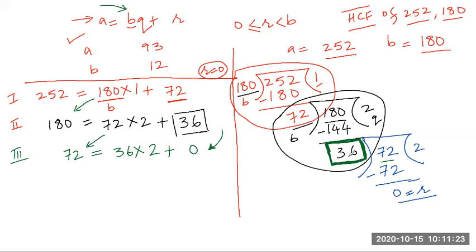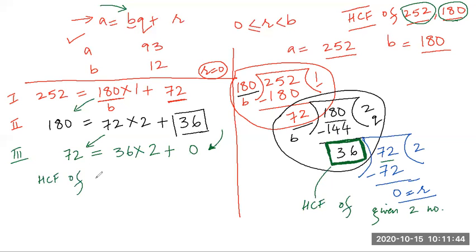In the last step, the divisor is my HCF of the given two numbers. In this case, it was 252 and 180. So I can write HCF of 252 and 180 is 36. I can always confirm it also. See students, 252 and 180.